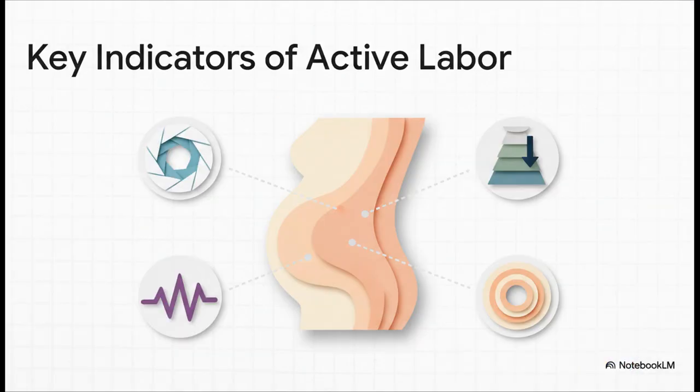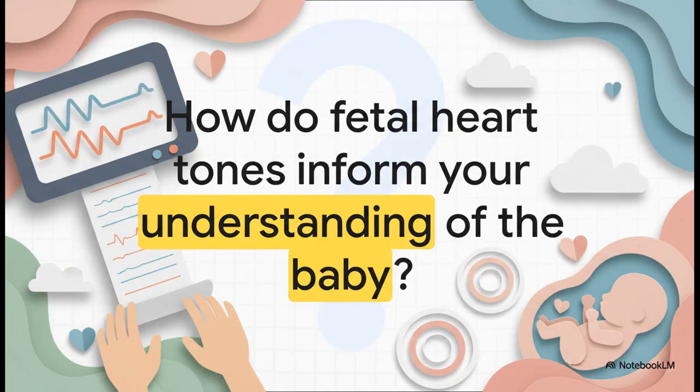You're really looking for a mix of 4 key things here. You've got cervical dilation and effacement, the baby's fetal station, and of course, a good consistent contraction pattern. It's how all these signs come together that really confirms you're in active labor and gives you that full clinical picture. Now, let's look at that fetal monitor.